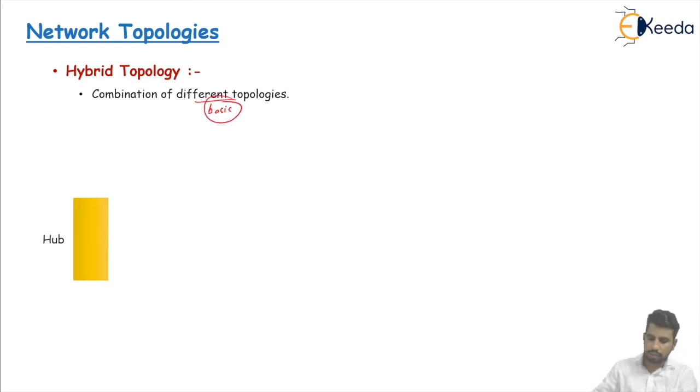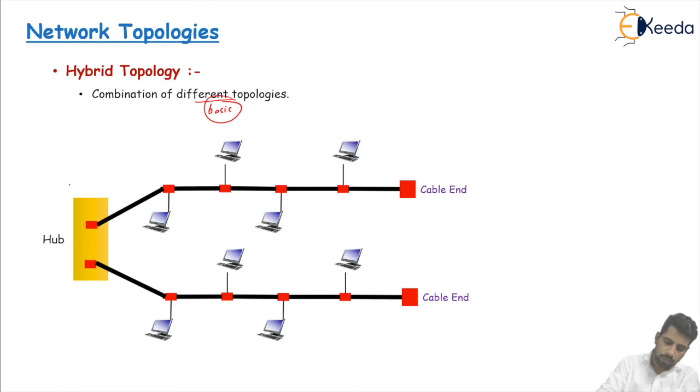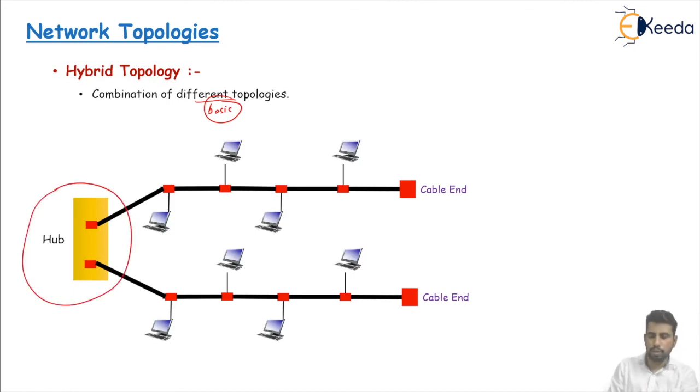Now see a simple example. This hub is working as a central controller, and these two bus topologies, bus 1 and bus 2, are combined, and we make a hybrid topology. Here this becomes a hybrid.